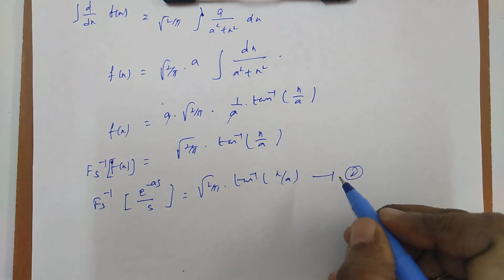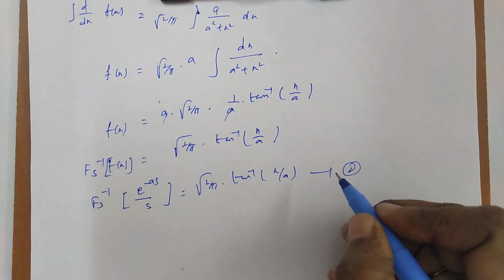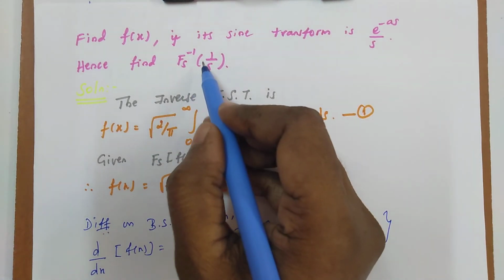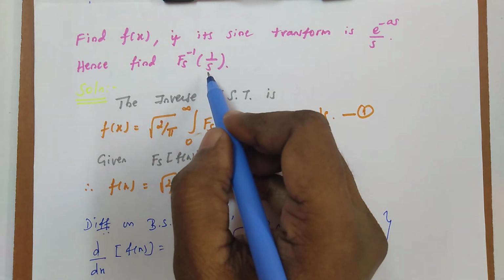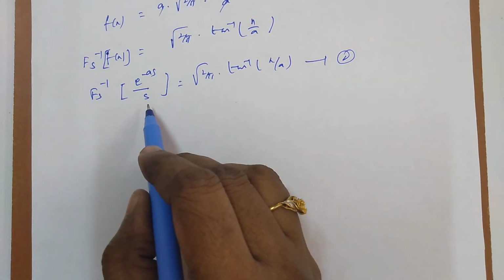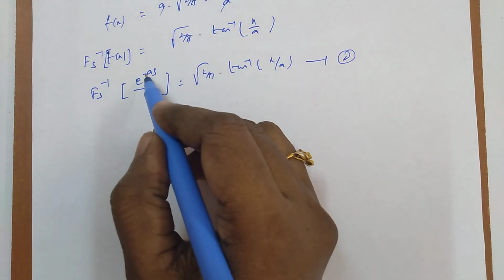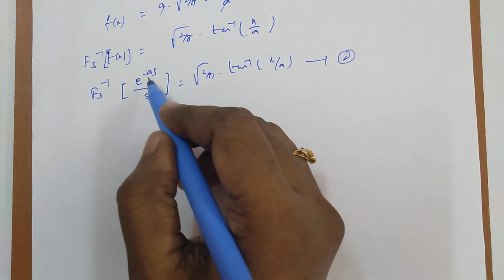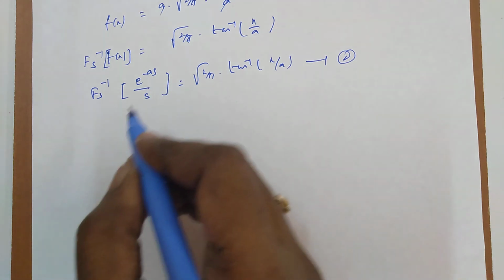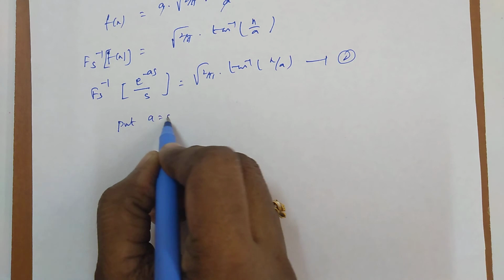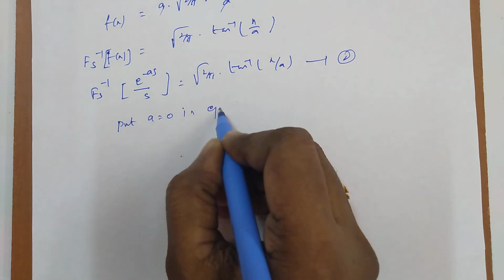So now we are going to find the second part of the question. The second part is we need to find Fs inverse of 1 by s. Now we got the answer for Fs inverse of e power minus as by s. So if the numerator becomes 1, then we can get the answer for the second part. How to make this 1? Put a equal to 0 in equation 2.